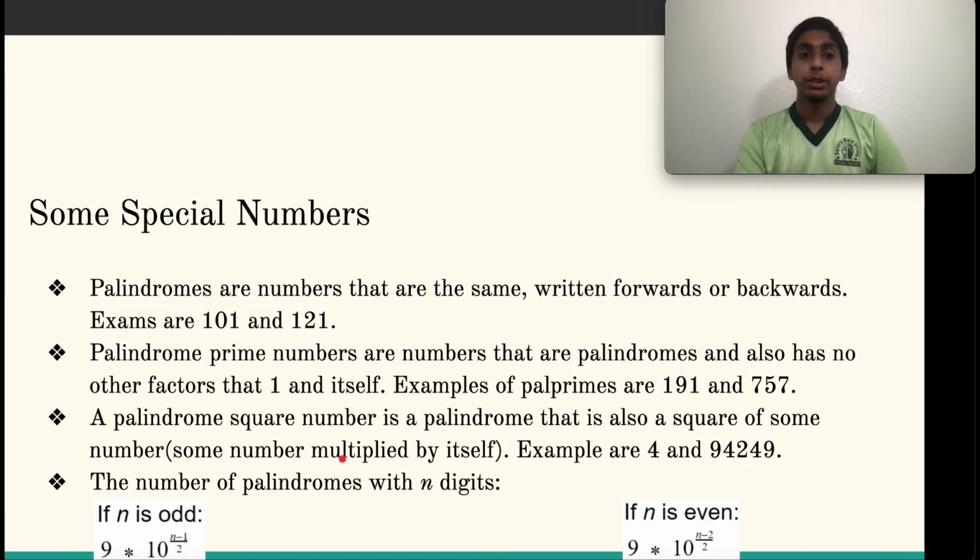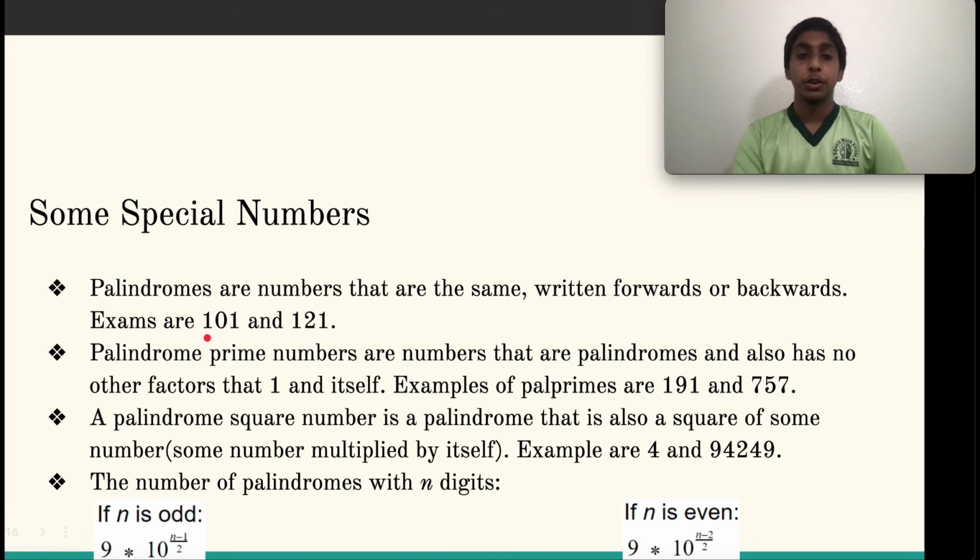Okay, so now let's move on to some special numbers. Special numbers are just different numbers that have some quality that makes them special. So palindromes are one type. Palindromes are numbers that are the same, whether they're written forward or backward. Examples are 101 and 121.